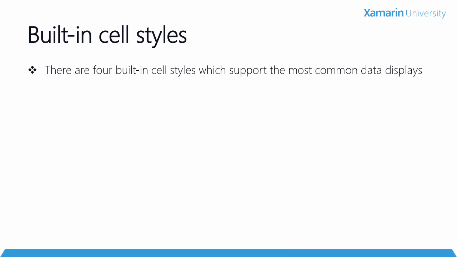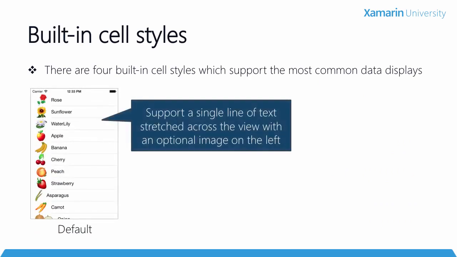The UITableViewCell class actually has four built-in cell styles that can be used to display data. You've seen the first one, the default view. This has a single line of text with an optional image positioned on the left. If you don't assign an image, then the text is shifted to occupy the whole space. Otherwise, the text is always to the right of the image, taking up the remainder of the cell.